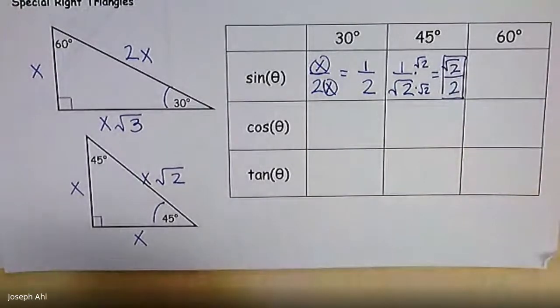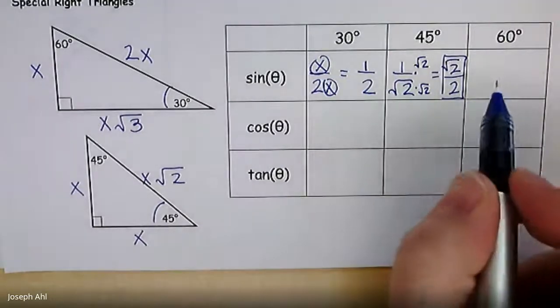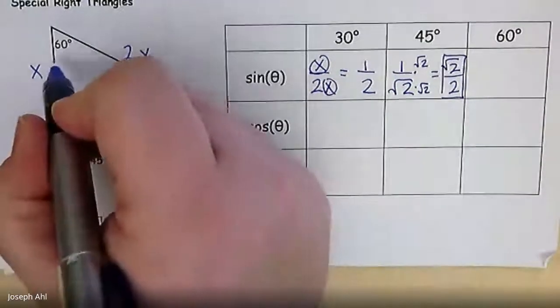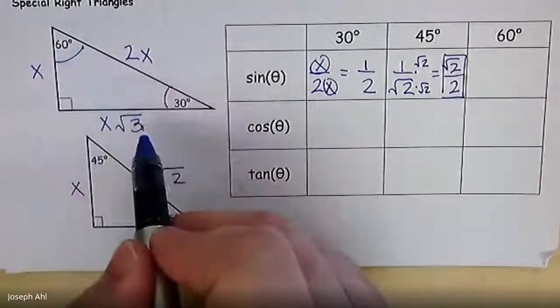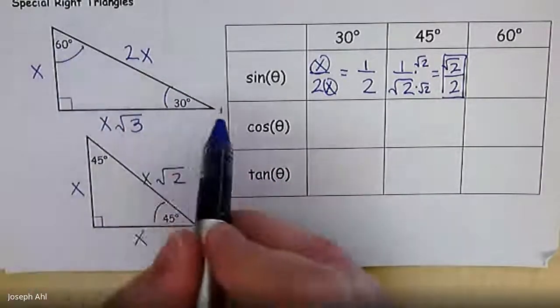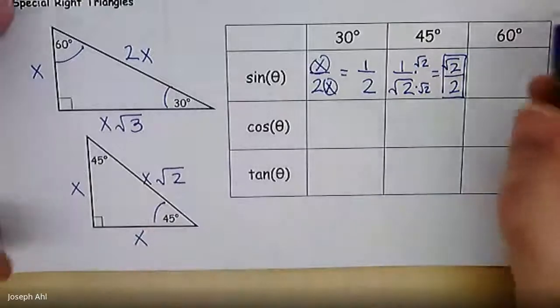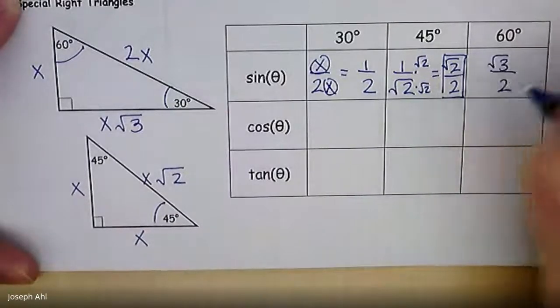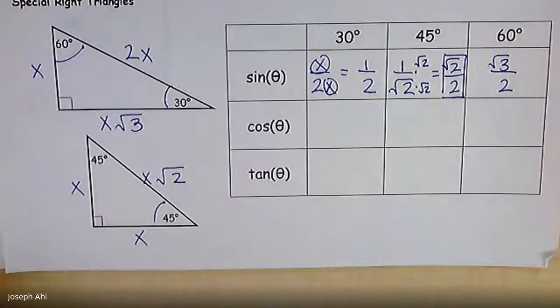Okay. Finally, sine of 60, just make sure you come back to this triangle up here and you do opposite over hypotenuse. The opposite's x radical 3. The hypotenuse is the 2x. When those x's cancel, you wind up getting radical 3 over 2 for sine of 60.